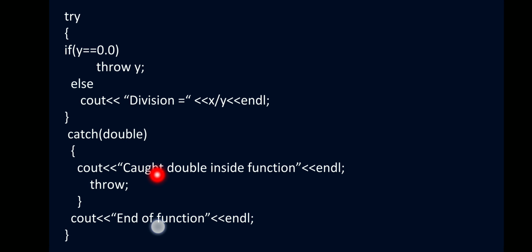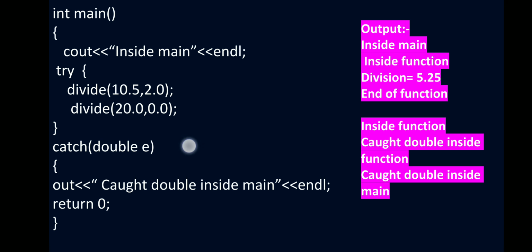Now after catching the exception, caught the double exception, and inside the function, after displaying that caught double exception inside the function, what is it doing? Again throwing. So the catch block in the divide function is throwing an exception. This exception thrown by the catch block of the divide function is caught by the catch block of the main function. So here you get a message: caught double inside main. Here you can see the output.